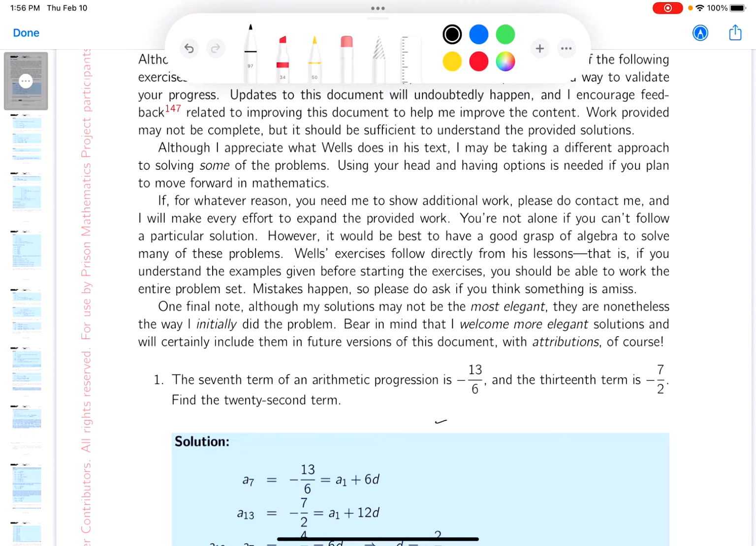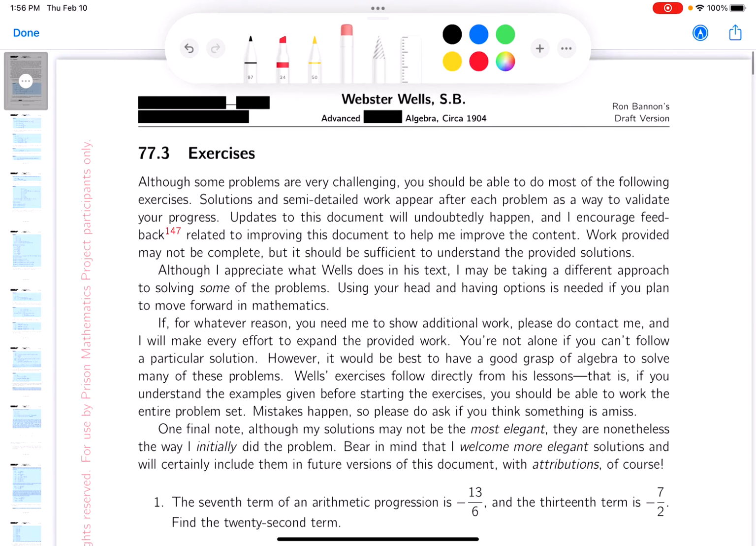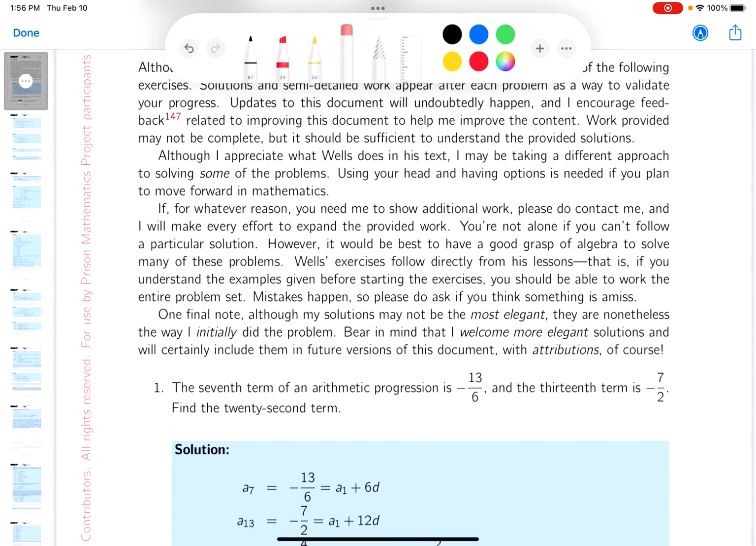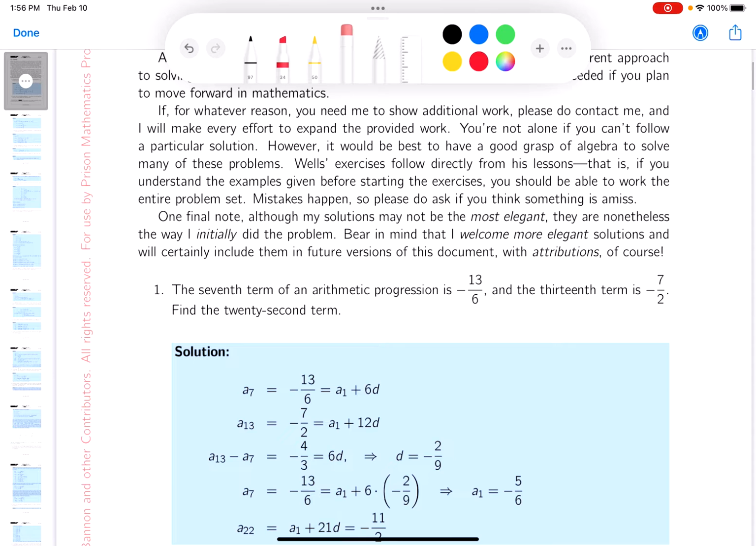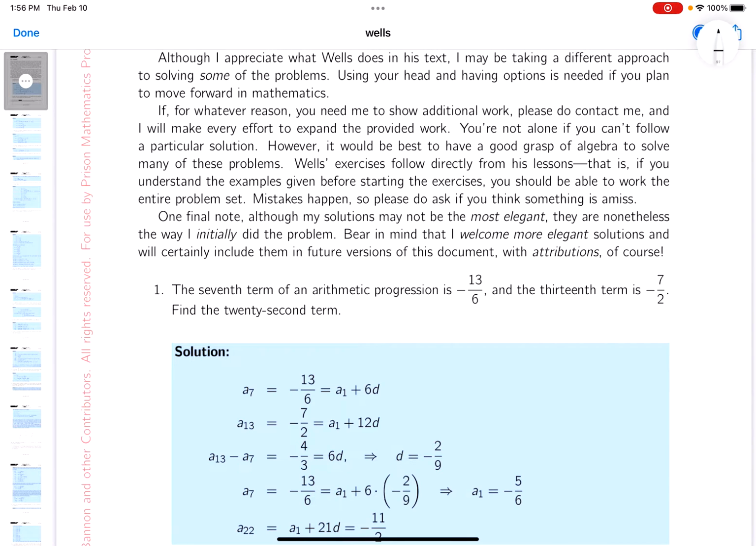Okay, so we are in, let's see what section of notes we're in, 77, and we'll start doing the problem, the exercises, all right? Let's take a look. And what do they say?